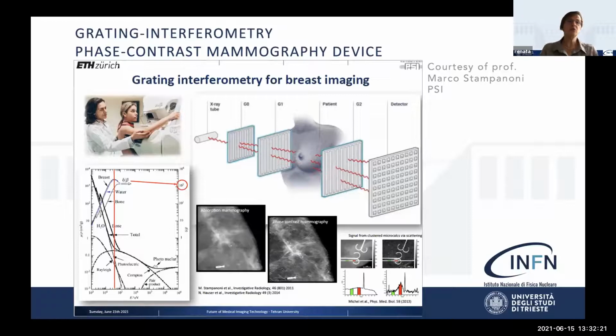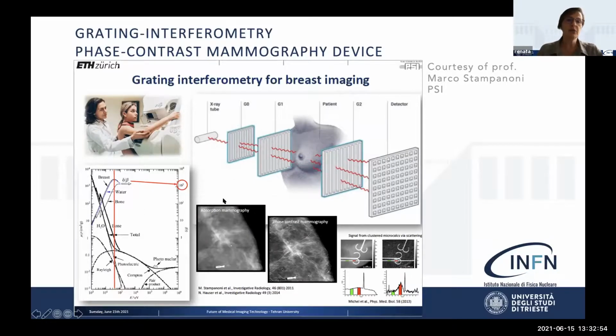And then we move from the UK to Switzerland, because these images are courtesy of Professor Marco Stampanoni, who works at the Paul Scherrer Institute near Zurich, and is also professor at the Technical University of Zurich. He works in grating interferometry for breast imaging. You remember, more or less, the technique was introduced by Professor Rigon.